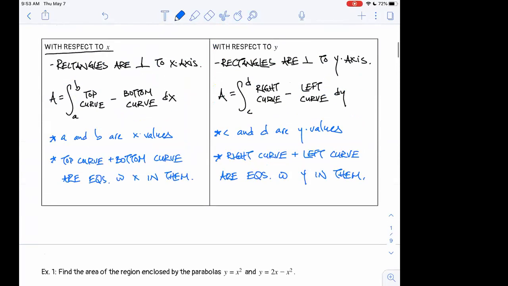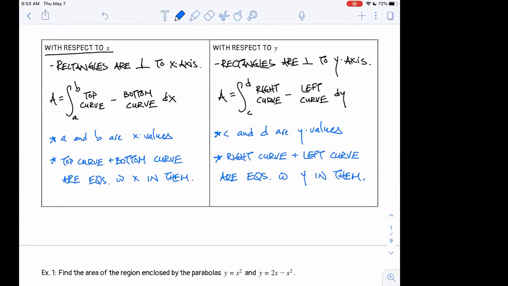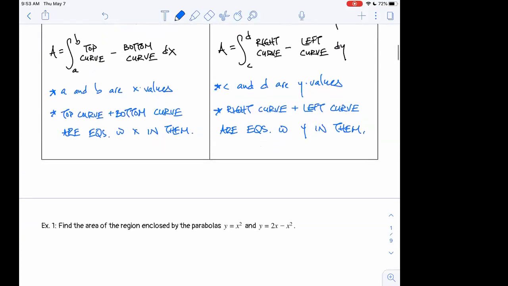Because in order to decide whether we're doing with respect to x or with respect to y, we need to see, are the rectangles perpendicular to the x-axis or are they perpendicular to the y-axis? Meaning, do we see a very clear top curve and bottom curve, or do we see a very clear right curve and left curve? And so what I'm going to have us do is this. We're going to try and sketch this without Desmos first, okay? And then we're going to come back in and make sure we get an accurate graph.